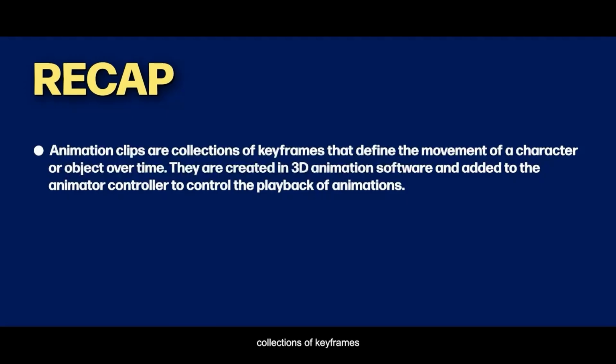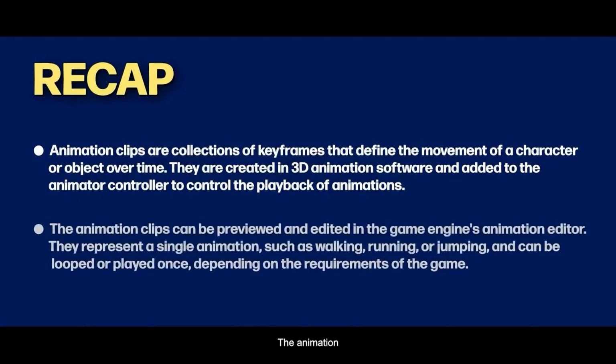Animation clips are collections of keyframes that define the movement of a character or object over time. They are created in 3D animation software and added to the animator controller to control the playback of animations. The animation clips can be previewed and edited in the game engine's animation editor. They represent a single animation such as walking, running, or jumping and can be looped or played once, depending on the requirements of the game.